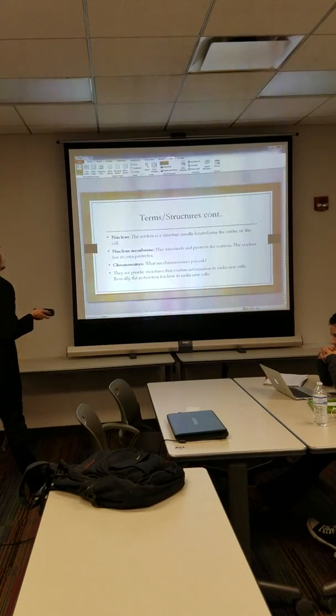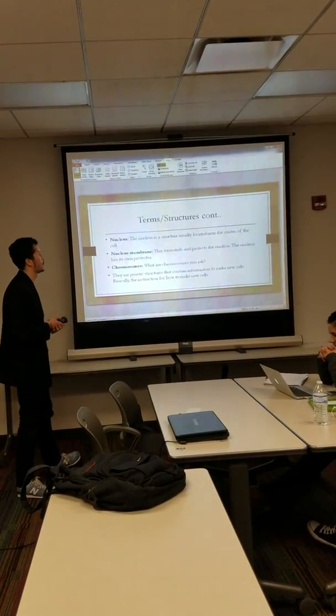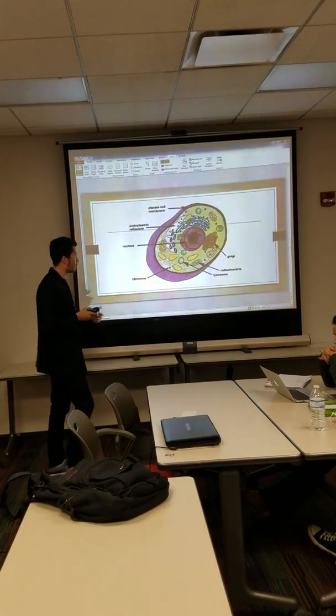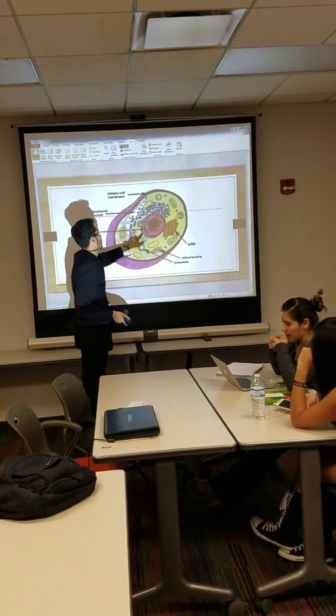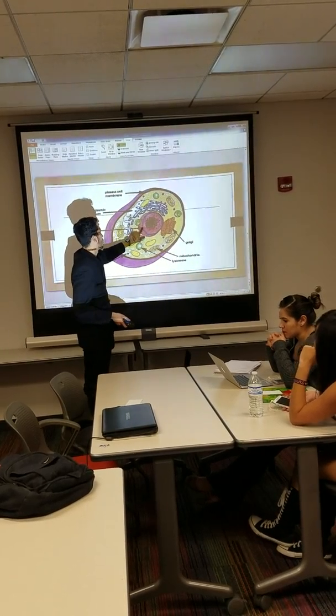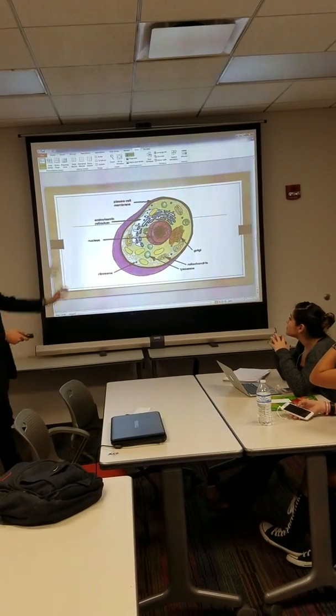Some other terms. Nucleus. The nucleus is a structure usually located near the center of the cell. Like the brain. So this is the nucleus right here. These are chromosomes, and it also has a membrane around it to keep all the stuff inside together.